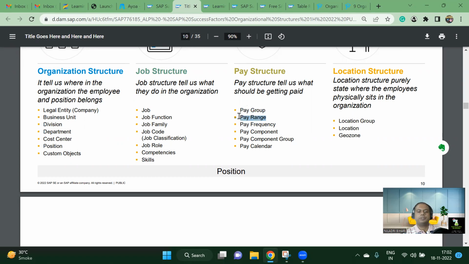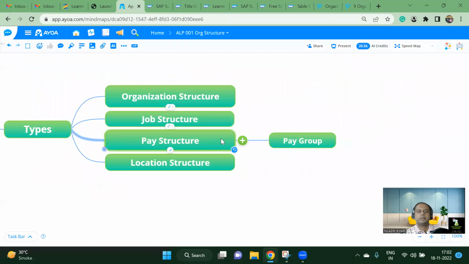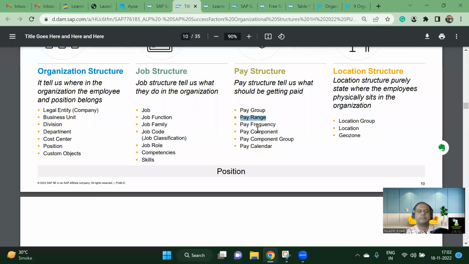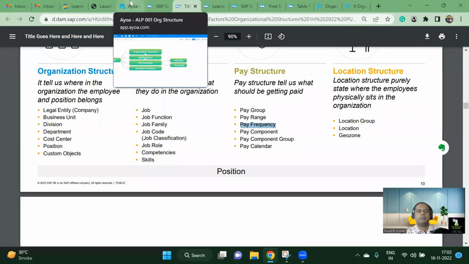then we do have pay range. You'll be getting more idea about it in the compensation module, the SuccessFactors compensation module. We have comparison, minimum, maximum, all those terminologies will come across. But for the time being, just understand that pay range means, for a particular role, what should be the minimum and maximum salary, and the difference is the pay range.